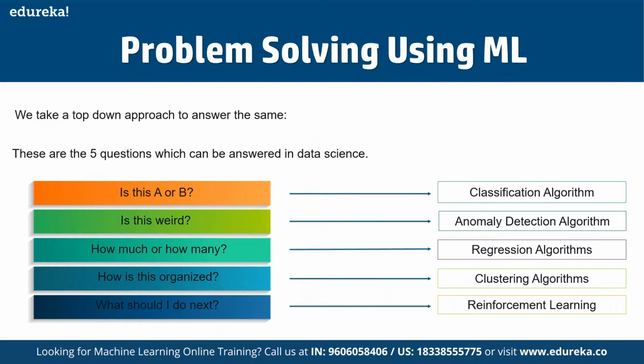These are five questions which can be answered in data science: Is this A or B? Is this weird? How much or how many? How is this organized? And what should I do next? So if it is A or B, then this is a simple example for a classification algorithm. Now, classification and regression are part of supervised learning. Let me highlight that.